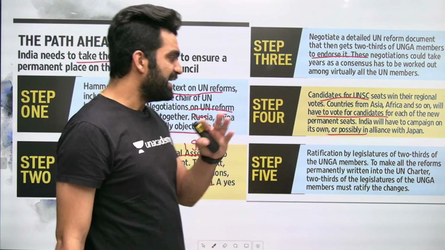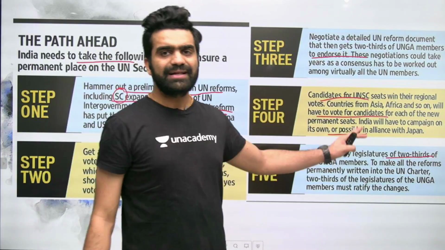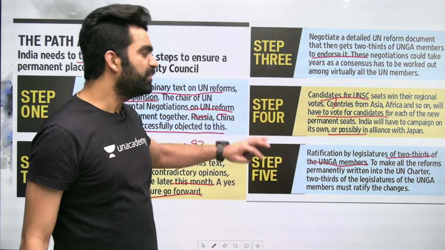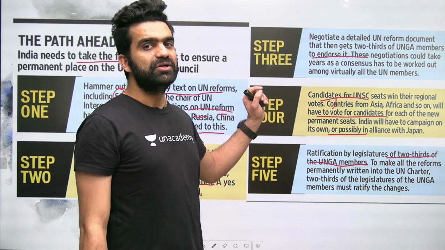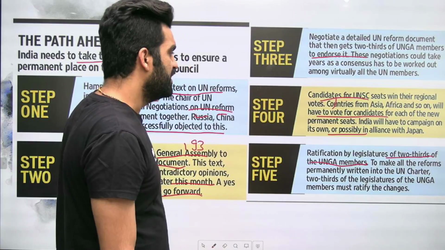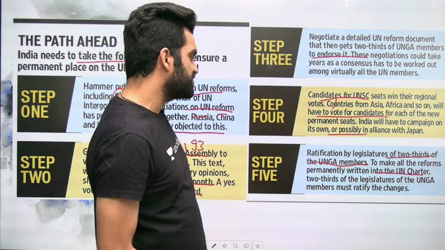The last one being ratification by legislatures of 2/3 of UNGA members. It's not that the UN is a self-contained body. The decisions that are taken have to be approved by the parliaments of these member countries. At least 2/3 of the member countries should get this proposal to reform the United Nations approved through their legislative assemblies or domestic parliaments, to make all the reforms permanently written into the UN Charter. 2/3 of the legislatures of UNGA members must approve or ratify these changes.